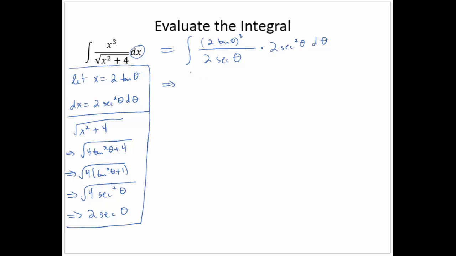All right, so let's see. This becomes then the integral of 2 cubed, that's 8 tangent cubed theta, over 2 secant theta, times 2 secant squared theta d theta. So notice now I can do some reducing. I got an 8, and these 2's reduce out. These 2's reduce out. I have a secant theta in the denominator, and I have a secant squared theta in the numerator. So this secant theta divides out with this secant theta. And so then this becomes more simply 8 times the integral of tangent cubed theta secant theta d theta.